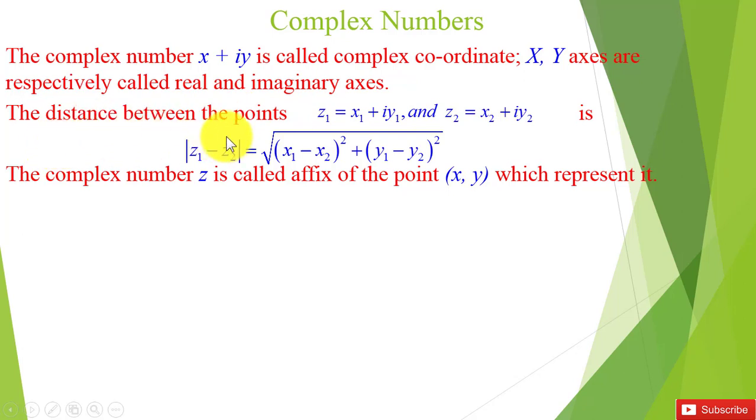The distance between the points z1 is equal to x1 plus iy1 and z2 is equal to x2 plus iy2 is modulus of z1 minus z2 is equal to square root of (x1 minus x2) whole square plus (y1 minus y2) whole square. The complex number z is called affix of the point (x, y) which represents it.